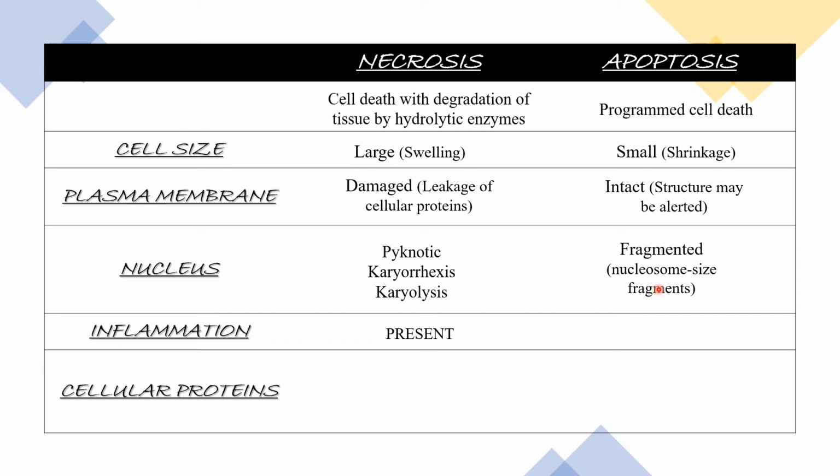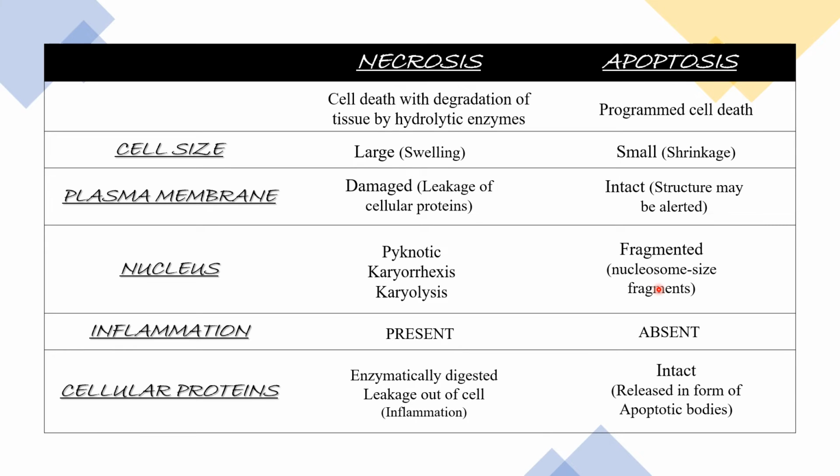There will be inflammation in necrosis, whereas in apoptosis there will be no inflammation. In necrosis, the cellular proteins will be enzymatically digested by lysosomal enzymes and will elicit a host reaction because of leakage of these cellular proteins into the extracellular space. Whereas in apoptosis, the cellular proteins remain intact and are only released in the form of apoptotic bodies.